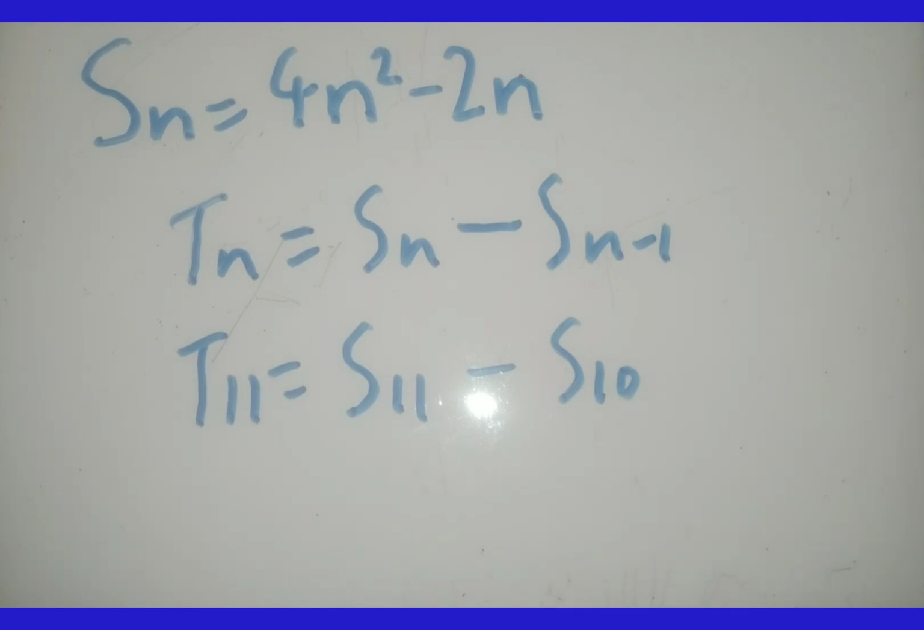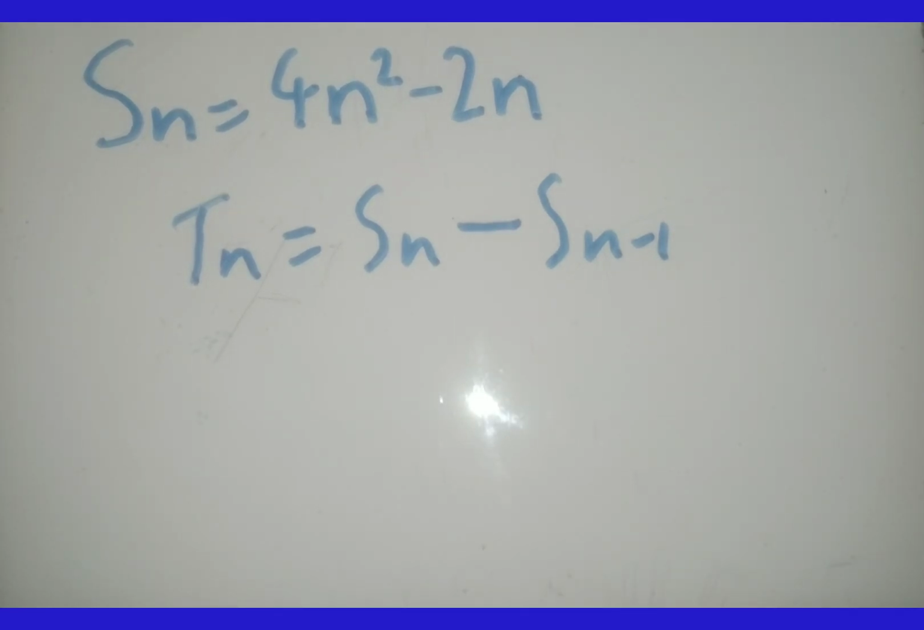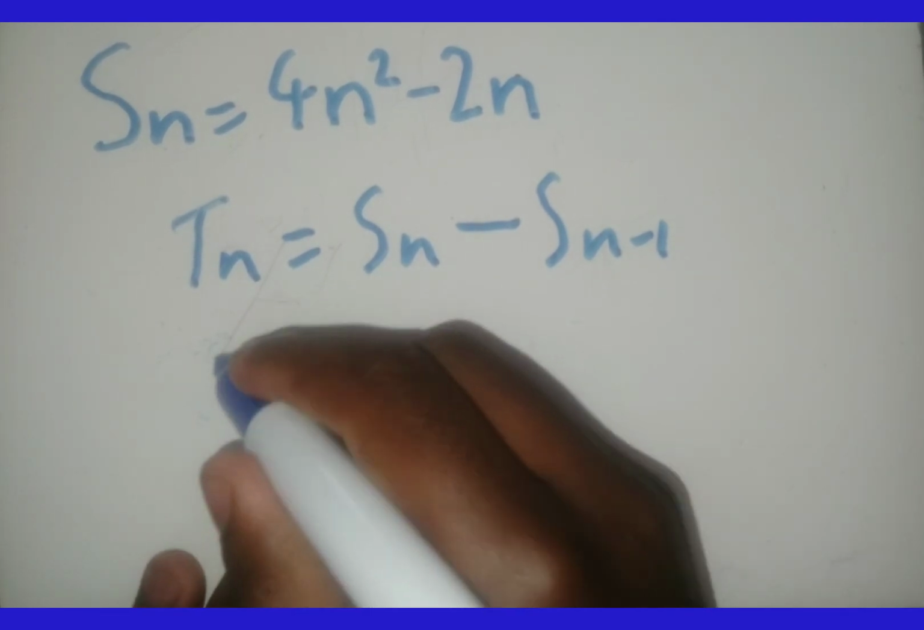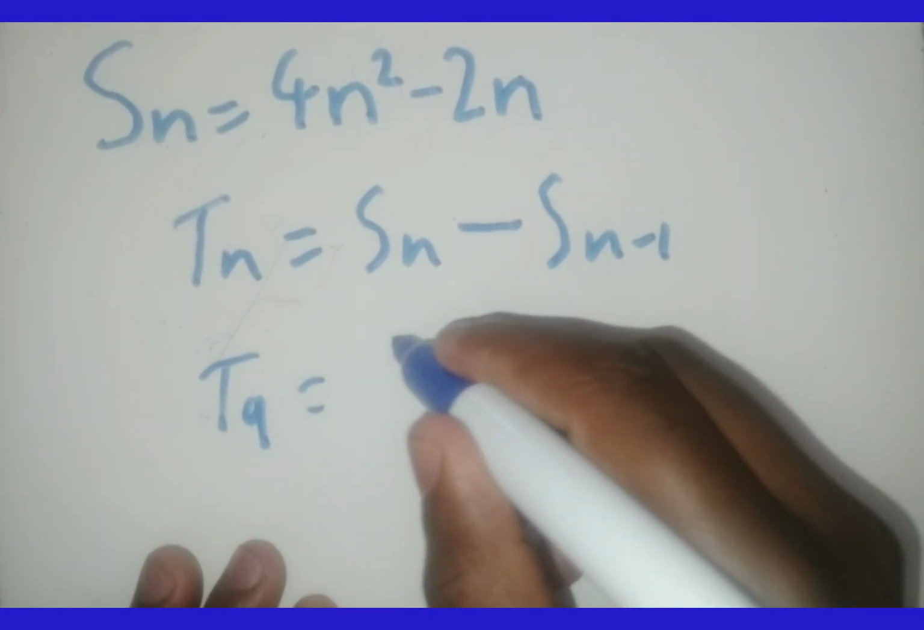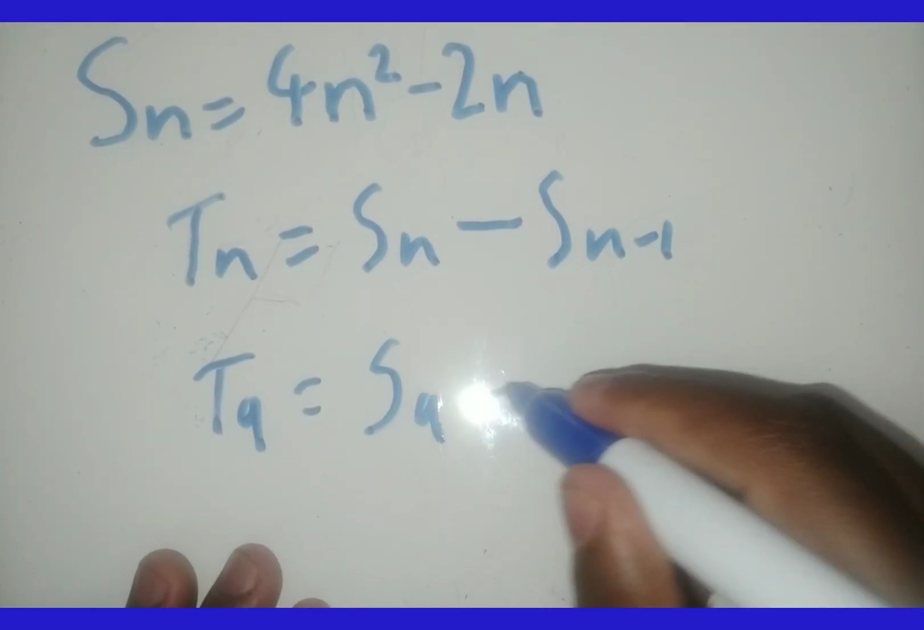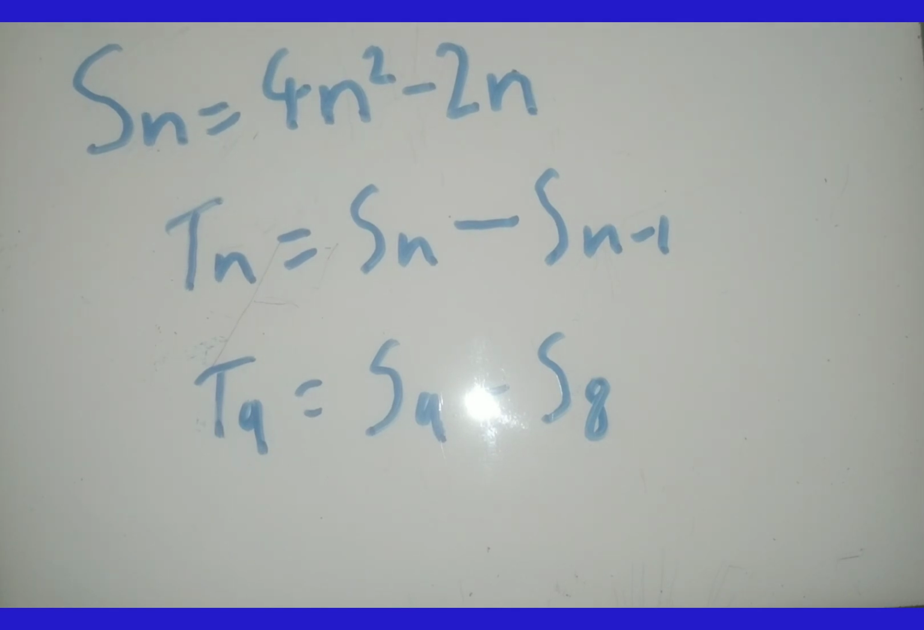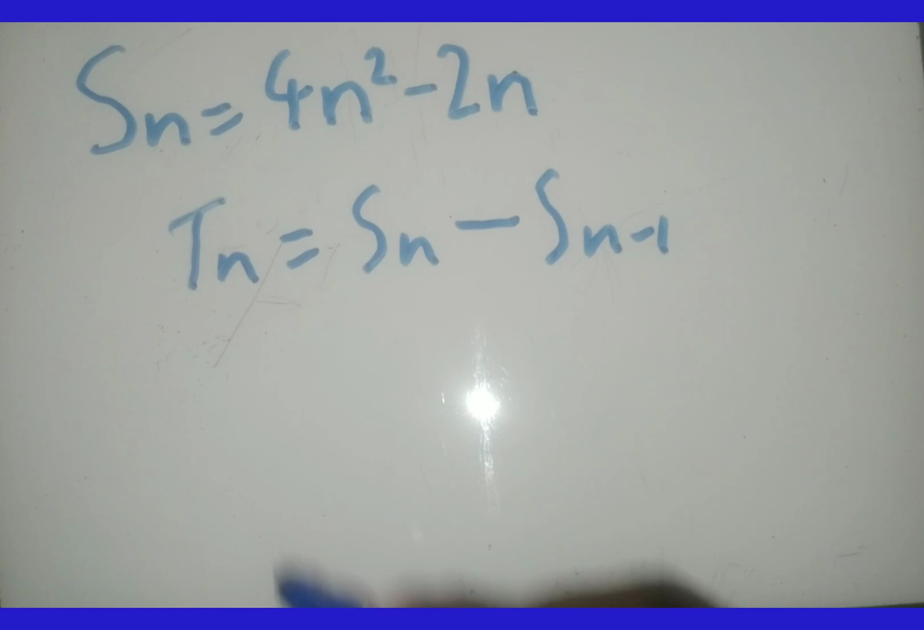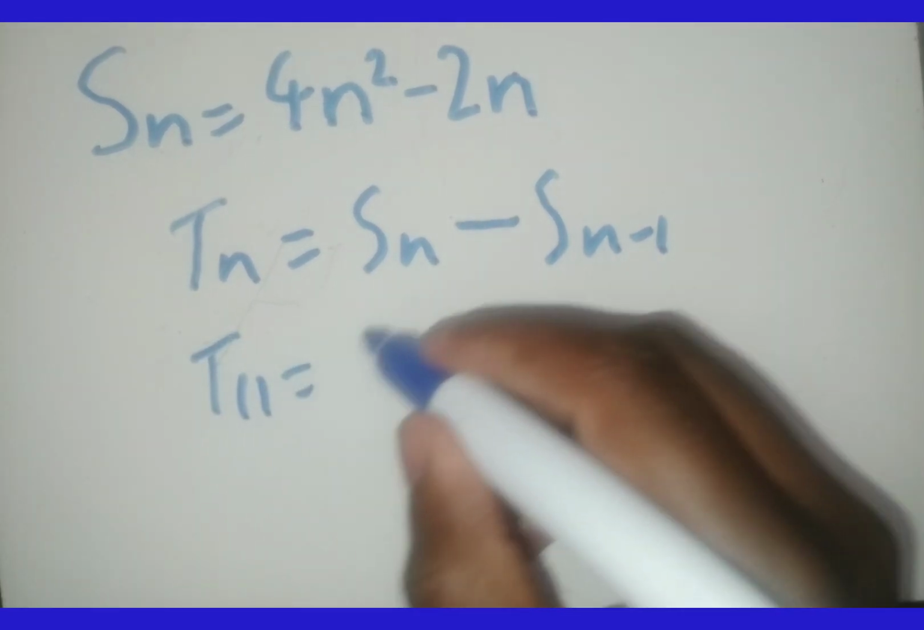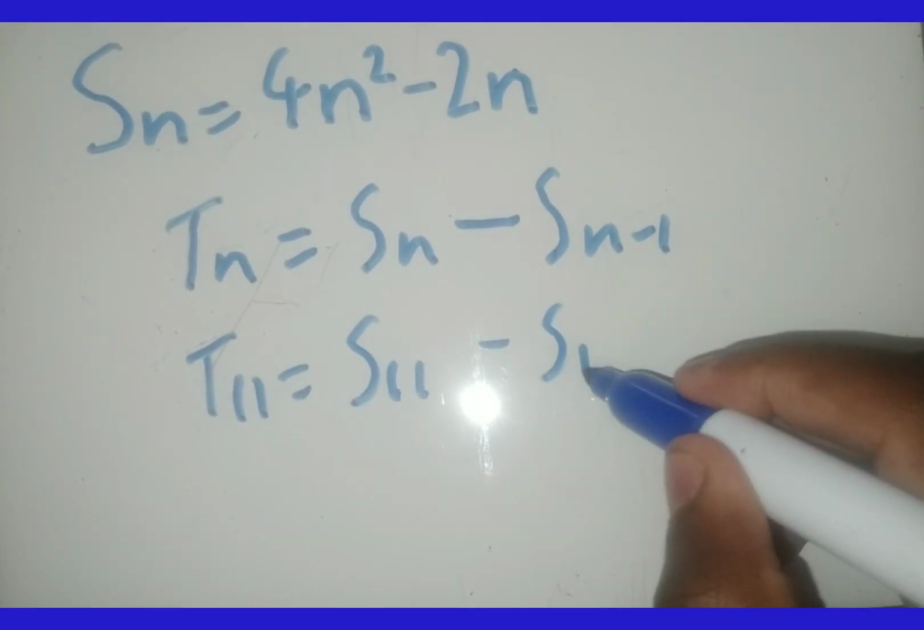Let's say we want to find term 9, or T9. T9 is the same as the sum of 9 terms minus the sum of 8 terms. So it's that simple. Let's say we want to calculate the 11th term. Like I said before, T11 is equal to the sum of 11 terms minus the sum of 10 terms.